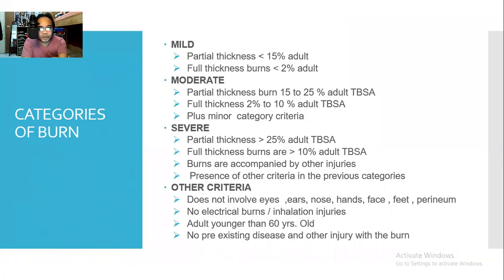So categories of burn, you have there your mild, moderate, severe, and other criteria. For your mild, you have there the partial thickness. Kaya nga naririnig niyo sa mga TV series na mga ER, or trauma, pupunta sa ER with partial thickness of 15% or depending na lang kung ilang na-compute sa TBSA, or full thickness burn, okay? So pag mild, it should only be less than 15% of adult, okay?